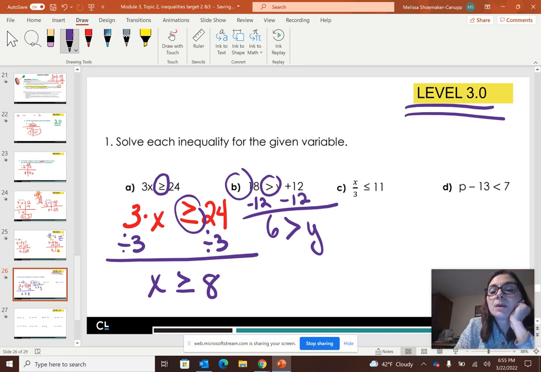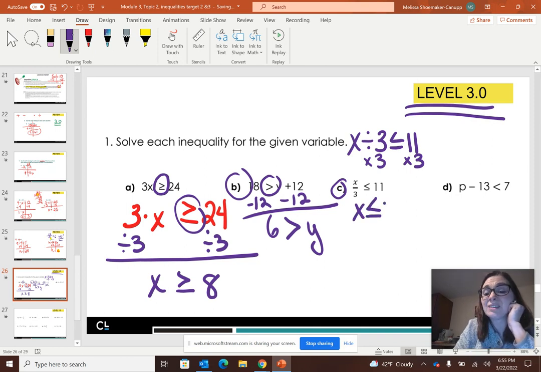Now remember, we're not panicking when we see the fraction bar because it means divide. Opposite of divide is multiply times 3. So this is going to be x is less than or equal to 11 times 3.